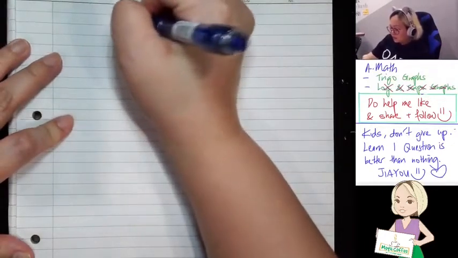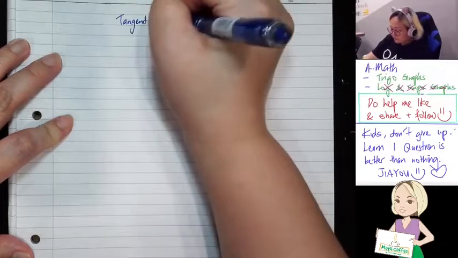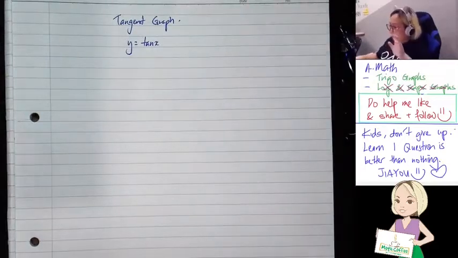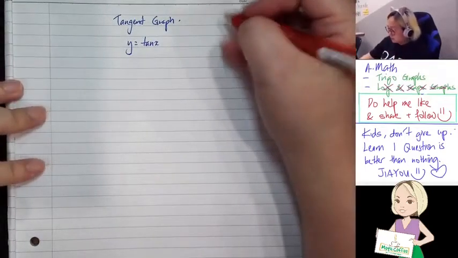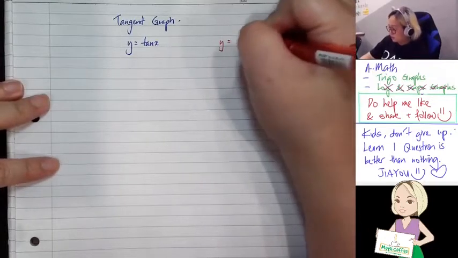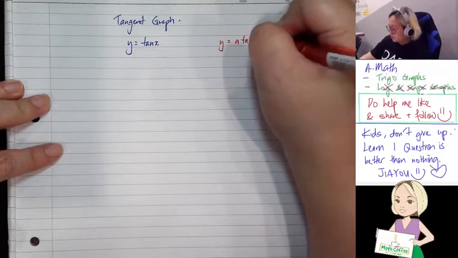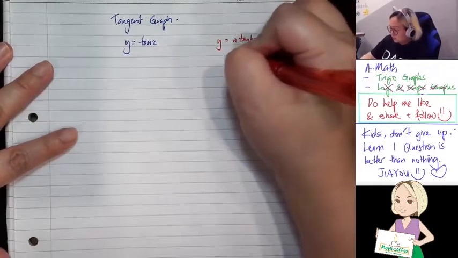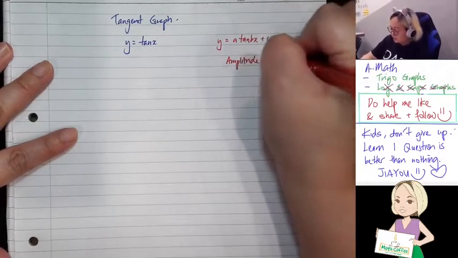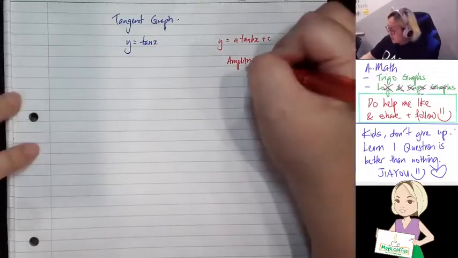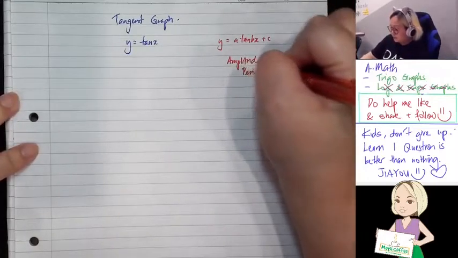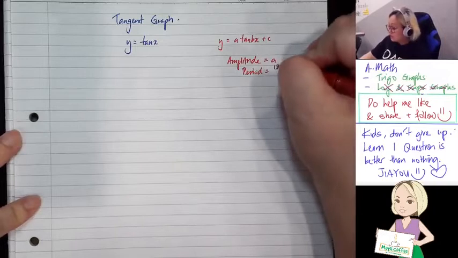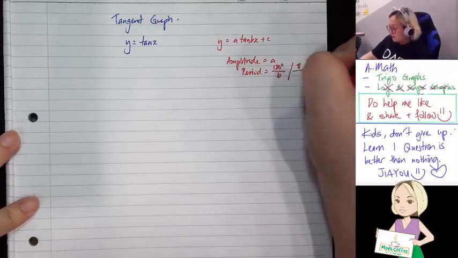Our tangent graph, y equals tangent x. This is slightly different from sine graph and cosine graph. Take note. First, of course, I'm going to write y equals a tangent bx plus c. First, our amplitude. Same thing, the amplitude is a. This one has no difference from our sine graph and cosine graph. The period got changed. Period is no longer 360 divided by b. For tangent graph, it's different. It will be 180 degrees divided by b, or pi divided by b.